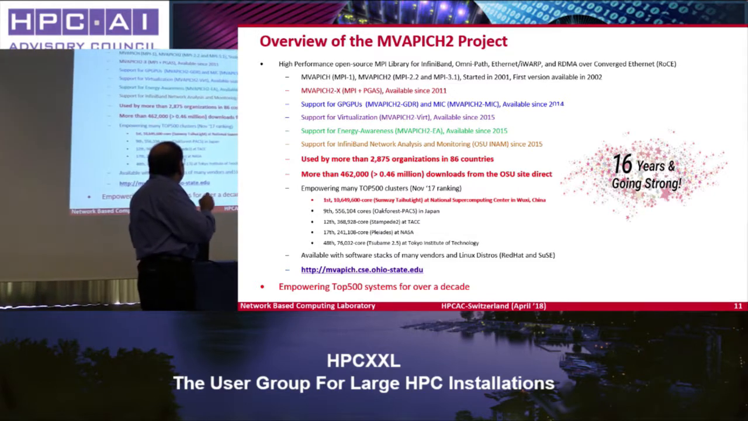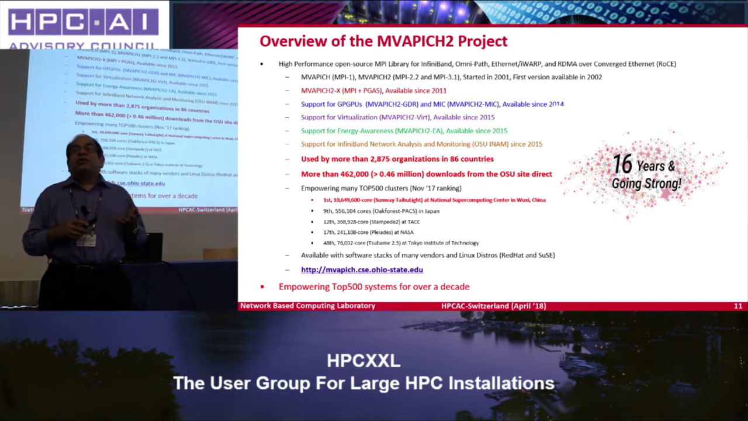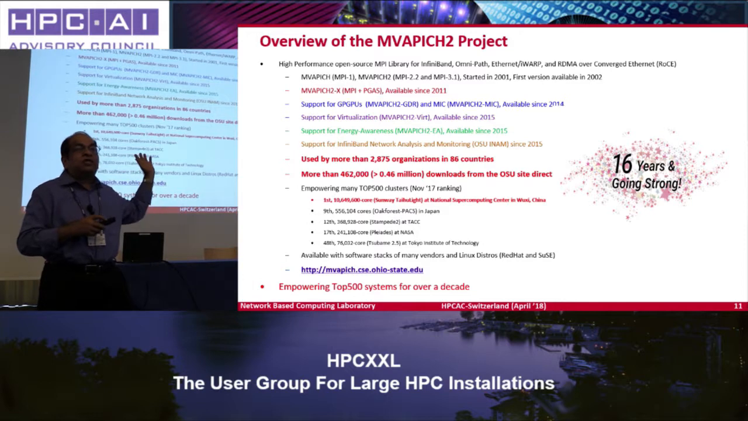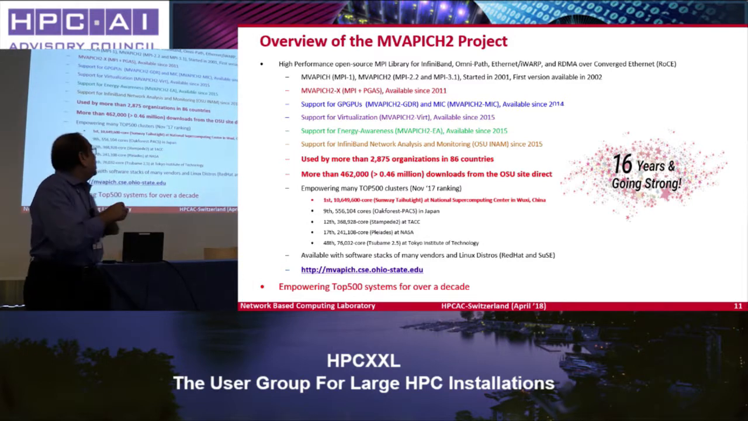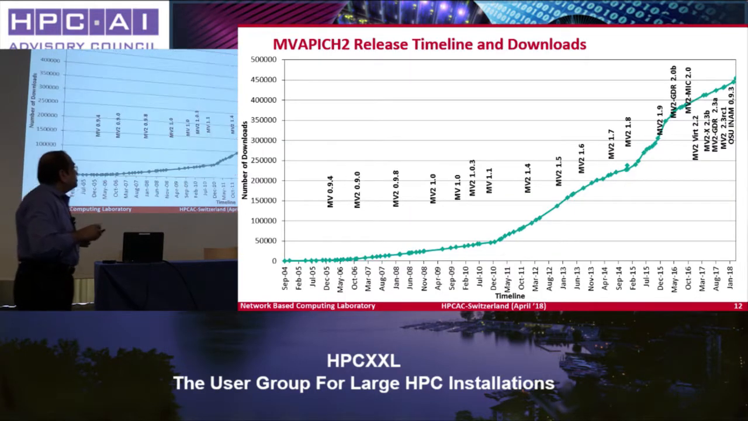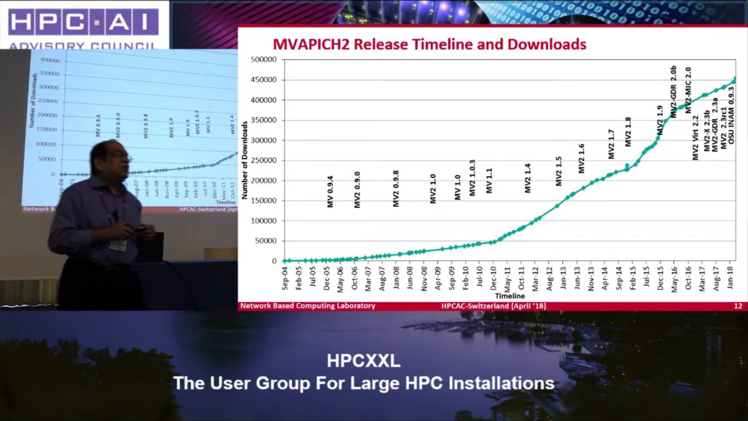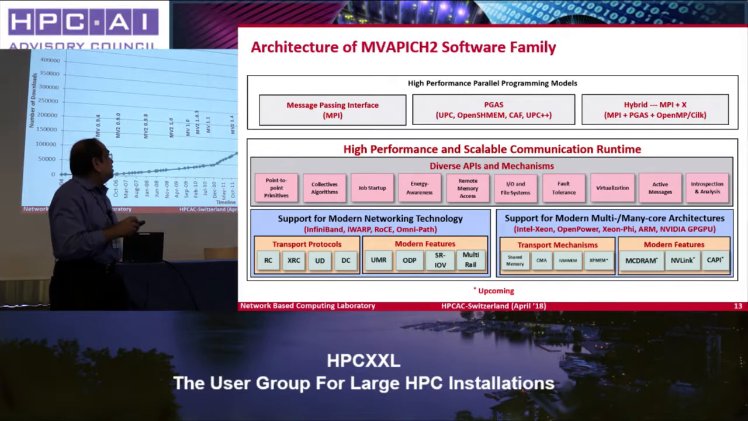In addition to the downloads, as you can see, this is really empowering a lot of Top500 systems. The number one system in China uses that. Similarly, Oak Ridge, Stampede at TACC. So the list goes on. We have been enabling this community for the last decade to really get the best performance and scalability from the MPI library. This is just a timeline of all the different releases and the downloads. We're on a very upward curve, as you can see.